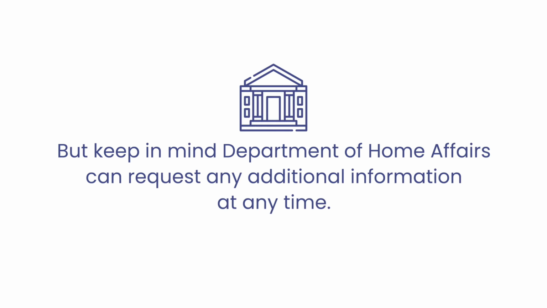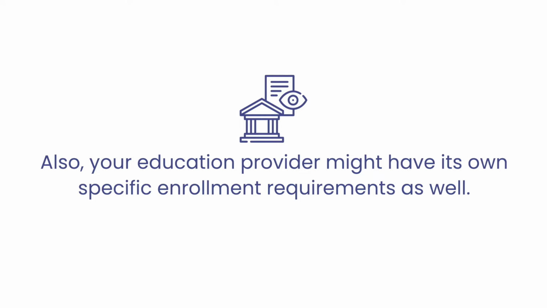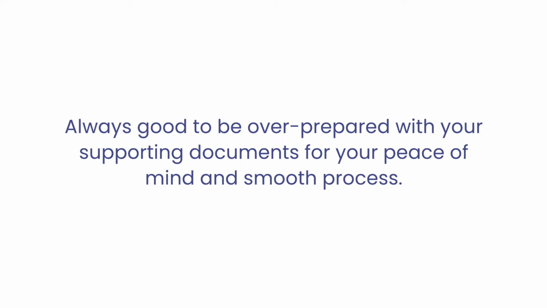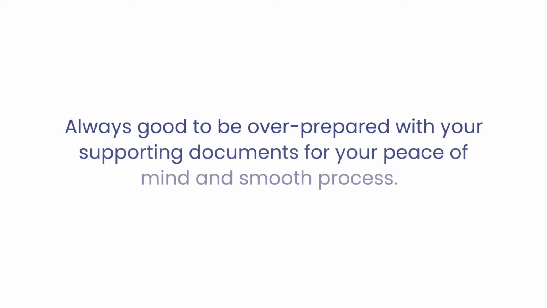But just keep in mind that the Department of Home Affairs can request these or any other additional information at any time. And even if they may not require it, your education provider may have their own enrollment requirements as well. So you're not totally off the hook, which means that your education provider may ask you for these requirements, such as financial capacity or English language requirements, or the department can actually ask you about these documents at any time as well. So it's always good to be over prepared than under prepared, especially when it comes to documentation like financial capacity and English language requirements. It is just good for your peace of mind and for making things smoother.